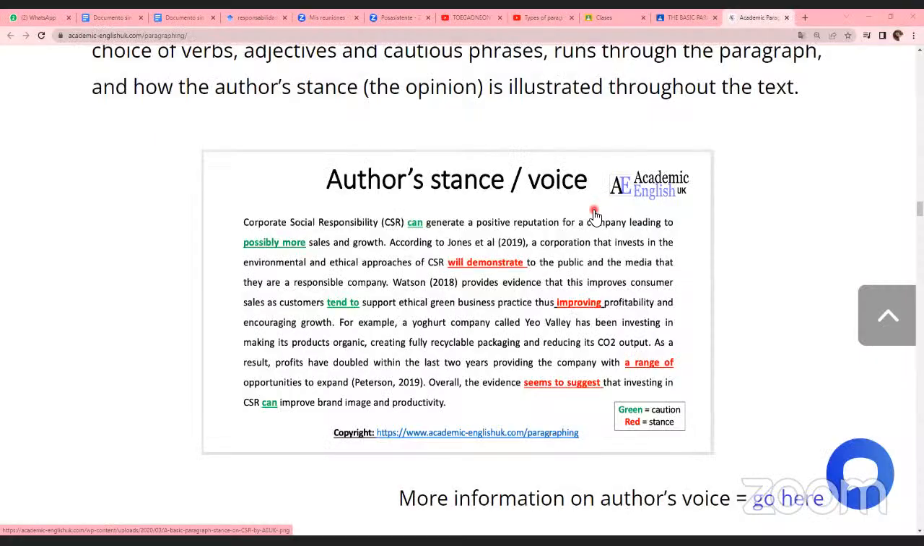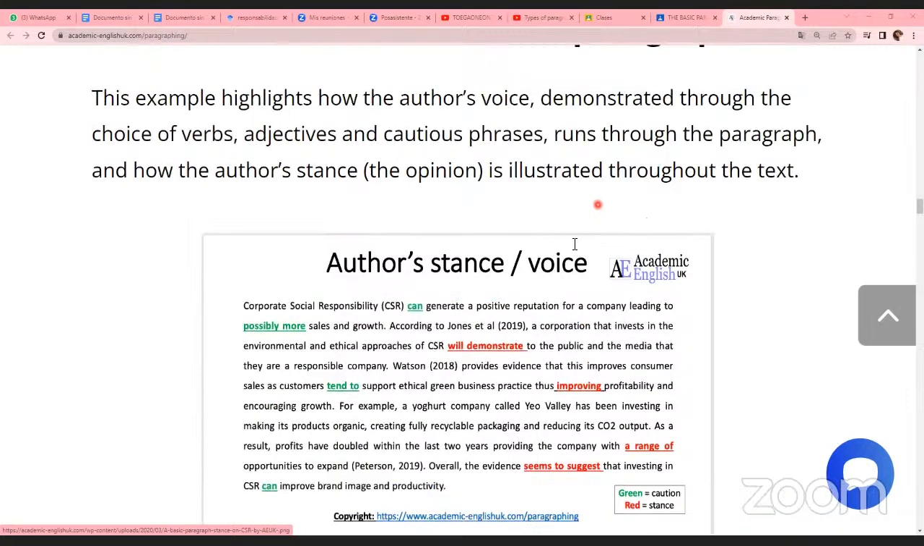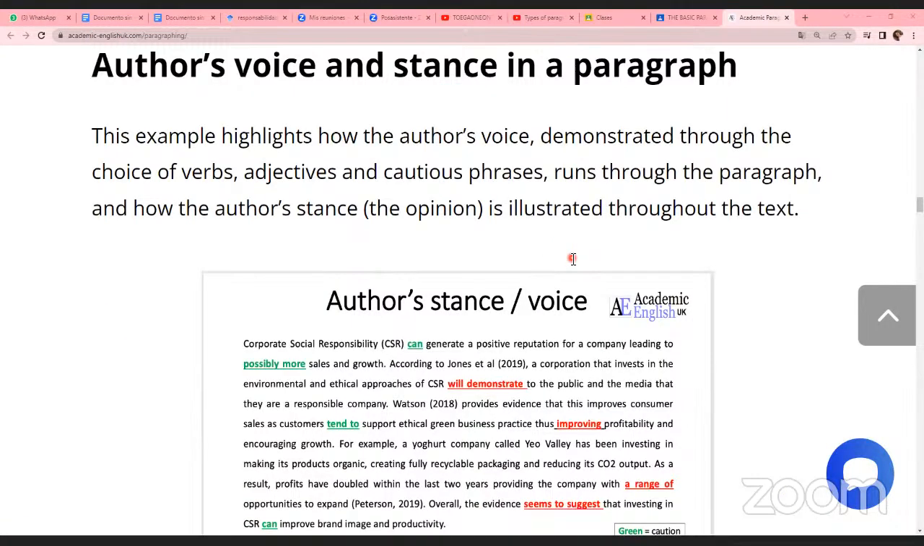Okay, so author's voice. In this case, we could have different kinds of paragraphs, as you've seen. Let's suppose that our essay is an argumentative essay. So you're going to say something and you have to explain the reason for it. In this case we have some verbs: demonstrate, improving, range of, seems to suggest, can, tend to.